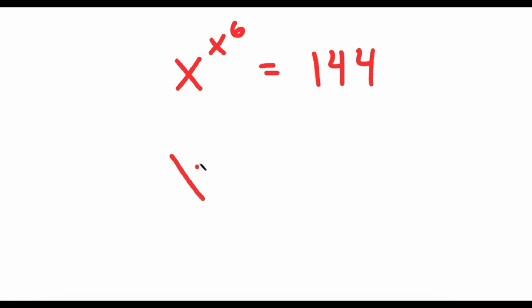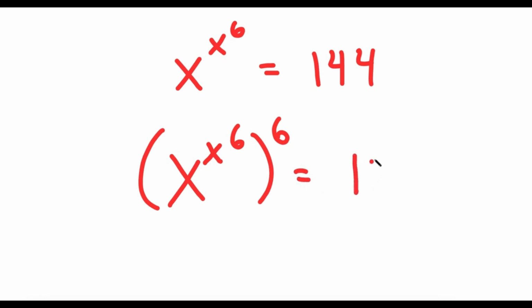Alright, so in this video, I'm going to be solving the equation x to the power of x to the power of 6 is equal to 144. To solve this, what I'm first going to do is take the power of 6 on both sides. So I get x to the power of x to the power of 6 to the power of 6 is equal to 144 to the power of 6.